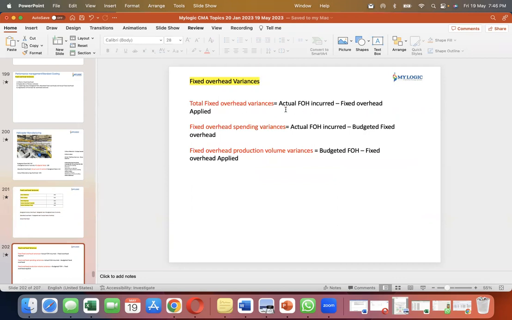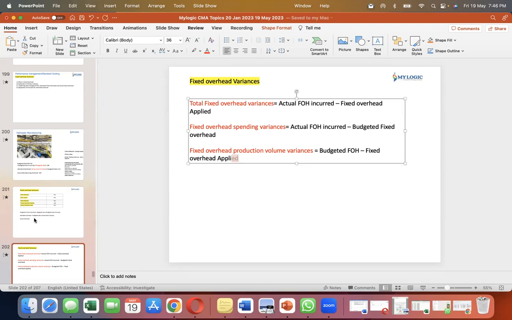Total fixed overhead variance is actual fixed overhead incurred minus fixed overhead applied. Fixed overhead spending variance is actual fixed overhead incurred minus budgeted fixed overhead. Fixed overhead production volume variance is budgeted fixed overhead minus fixed overhead applied. Budgeted is clear, applied is clear, actual is clear. I hope it's clear, everyone, up to now.